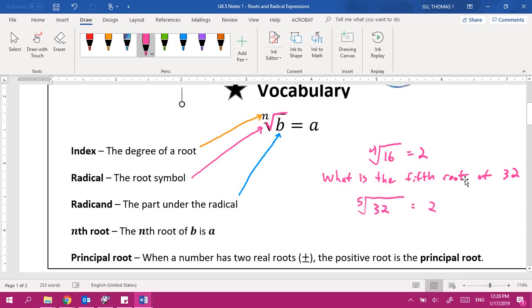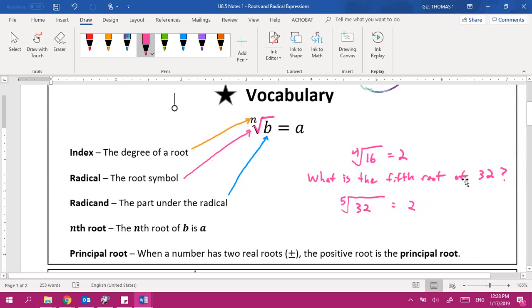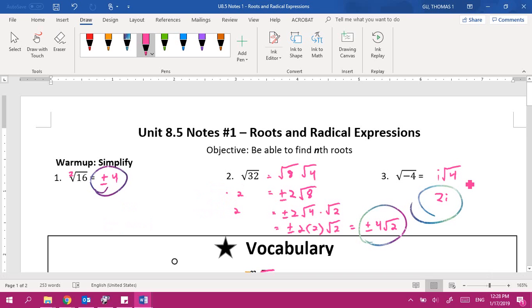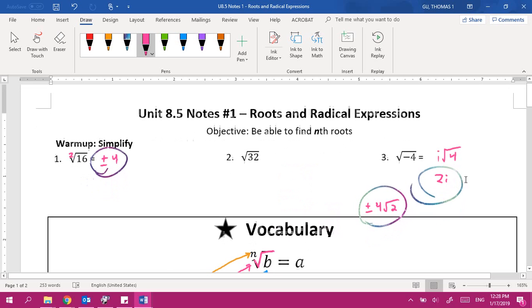All right, and now here's the big topic of debate right here, principal root. Principal root, when a number has 2 real roots, both positive and negative. For example, look at number 1 and number 2, right? There are 2 roots, positive and negative, right? Then the principal root is the positive version. Okay, the principal root is the positive version. Make sure you understand and remember that vocabulary word, because you're going to see that a lot.